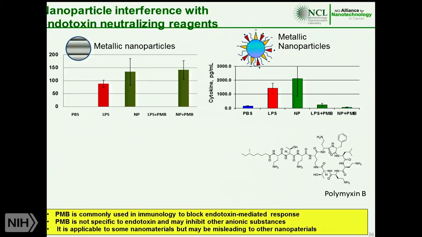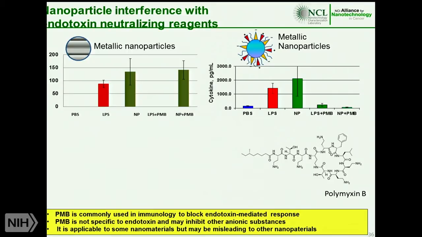For example, here we look at the cytokine induction by LPS, and by LPS in the presence of polymyxin B. We completely inhibit cytokine induction, and same true in this case. We study metallic nanoparticles, and in both cases, these metallic nanoparticles induce cytokines. Then this formulation is tested in the presence of polymyxin B. We do not see inhibition of the cytokine secretion, but in this case, we do see inhibition.